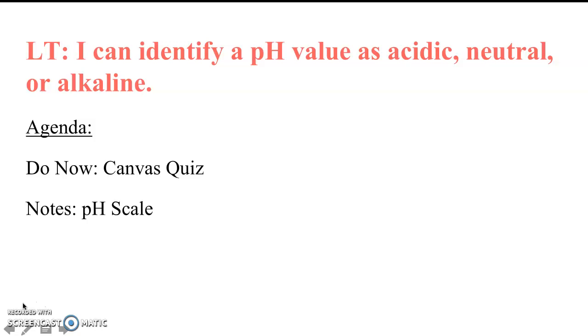pH values range from 0 to 14, and you need to know which parts of that scale fall as acidic, neutral, and alkaline. Alkaline is a fancy word for a basic solution.